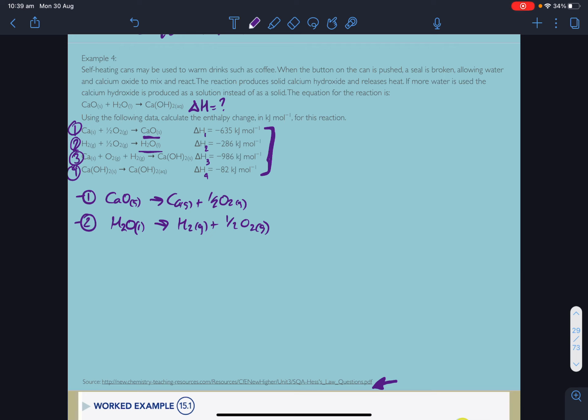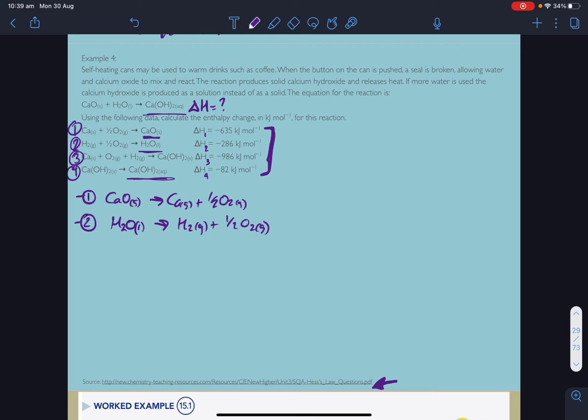Now let's try for my right-hand side. Okay, so I'm looking for calcium hydroxide aqueous. The only place that is down here on 4, and so it looks like it's all good. I'm just going to take 4 as it is. But you'll notice on the left-hand side, I've got calcium hydroxide solid. So 4 is just a change of state from solid to aqueous.